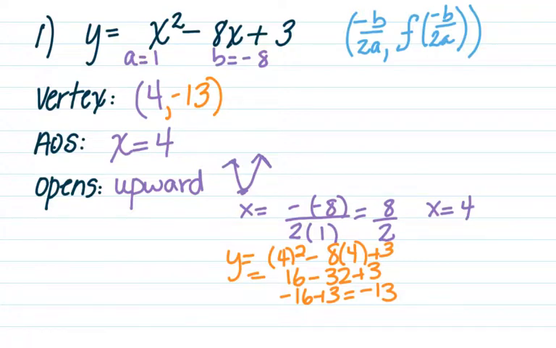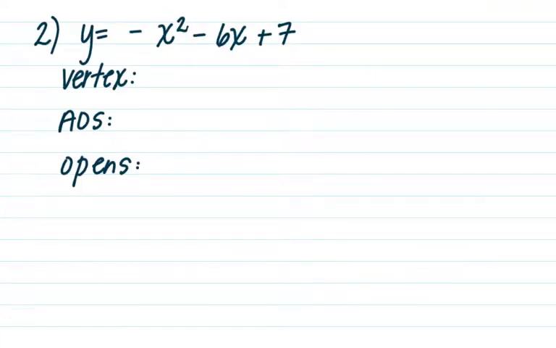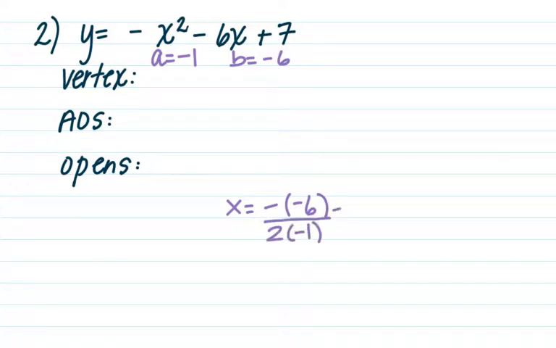All right, number 2, we have y is equal to negative x squared minus 6x plus 7. So here we have our A is equal to negative 1 and our B is equal to negative 6. So x is equal to a negative and a negative 6 over 2 times negative 1. So negative and a negative make a positive 6 over negative 2. 6 divided by negative 2 is negative 3. All right, so the x-coordinate is negative 3.